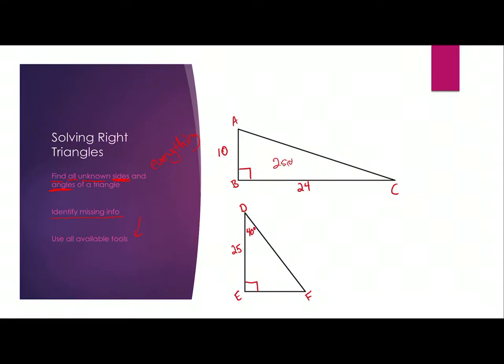Now on this one, they give us two sides. And so we should in our brains already know that we can use the Pythagorean theorem. And on the second one, the triangle DEF, they give us one angle and one side. And so we should already know on this one we can start by using trig ratios. So let me work those examples with us real quick.